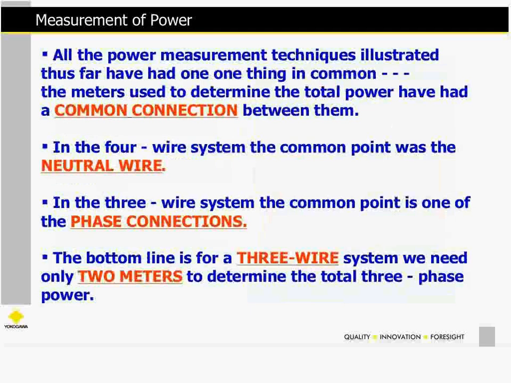So all of our power measurements that we've talked about so far have had one thing in common, that the meters used to determine total power had a common connection between them. In the 4-wire system, the common point was the neutral. The voltage was measured line to neutral. Okay, in the 3-phase, 3-wire system, the common point is one of the phase connections. So on a 3-wire system, we only need 2 meters to measure total power.